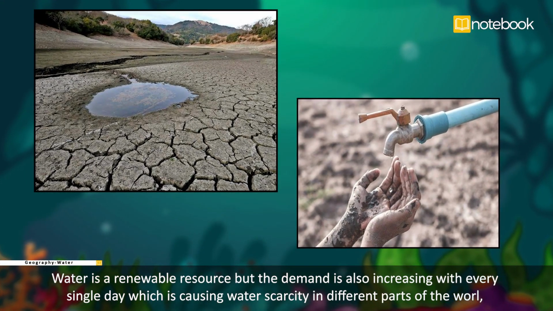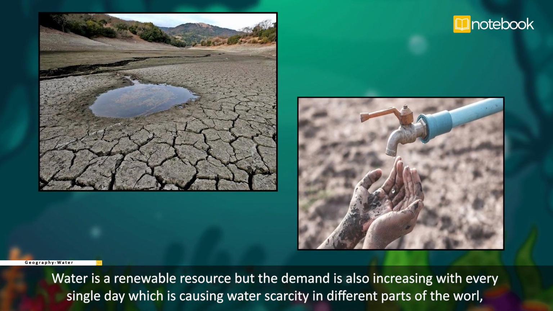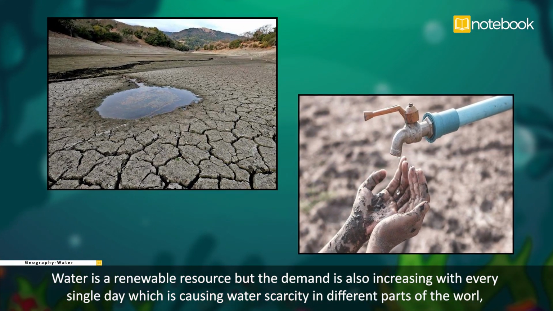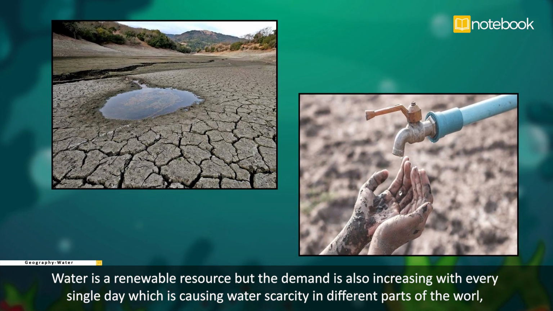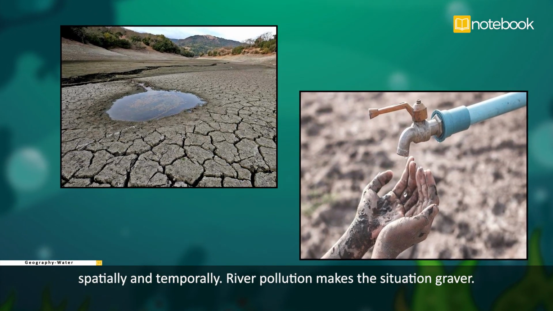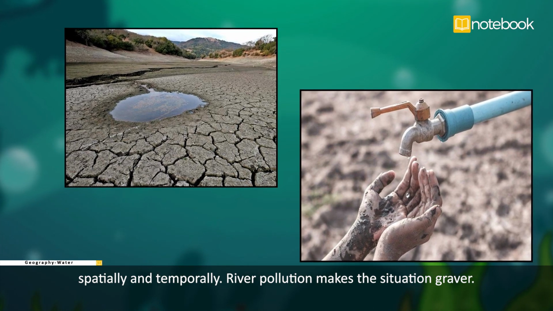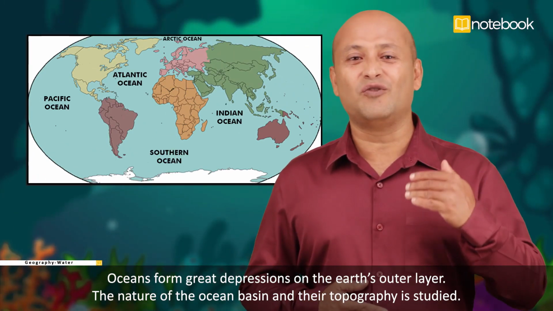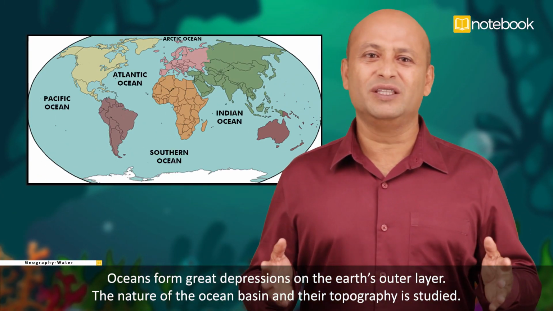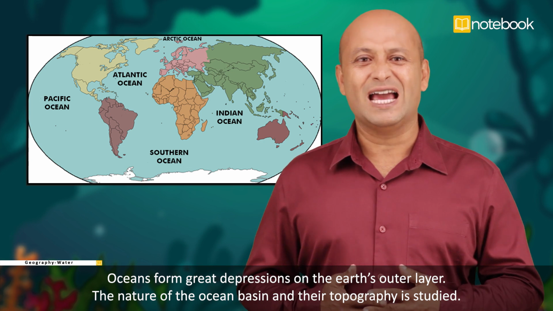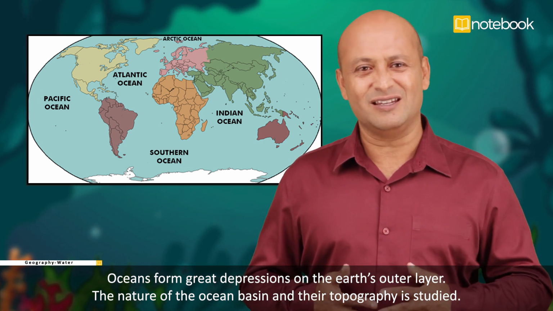Water is a renewable resource, but the demand is also increasing with every single day, which is causing water scarcity in different parts of the world, spatially and temporally. River pollution makes the situation graver. Oceans form great depressions on the Earth's outer layer. The nature of the ocean basins and their topography is studied.